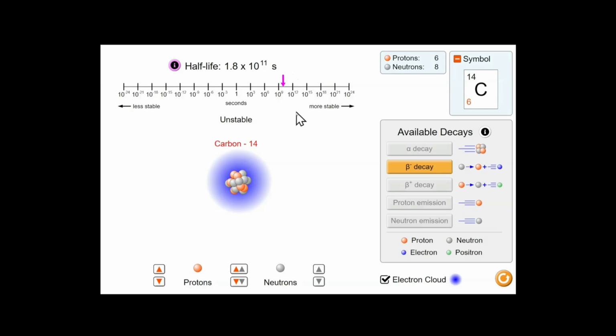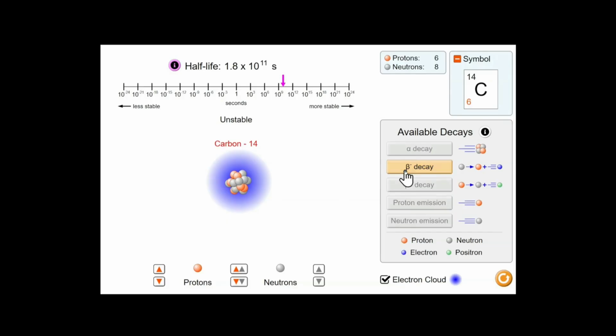So the half-life is 1.8 times 10 to the 11 seconds. Okay, so it's given to us in seconds. By the way, each rung here is 1,000 times greater than the one before. This is not a linear scale.